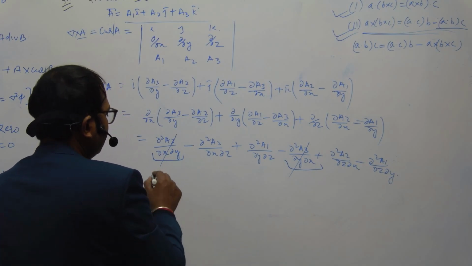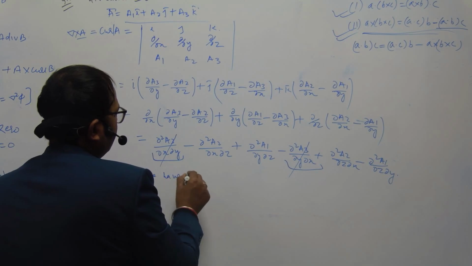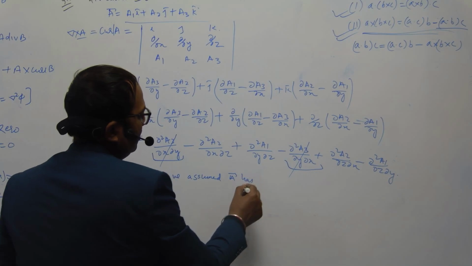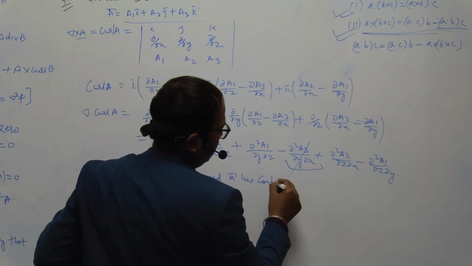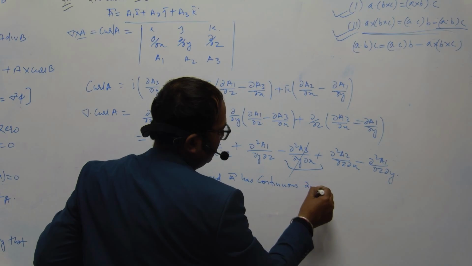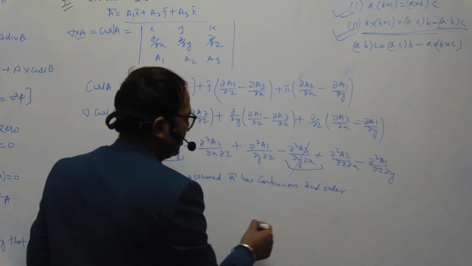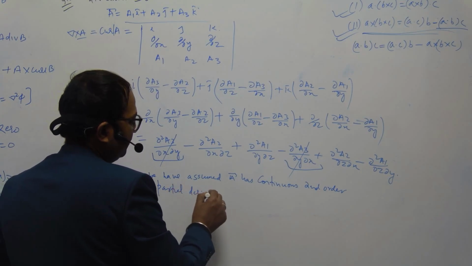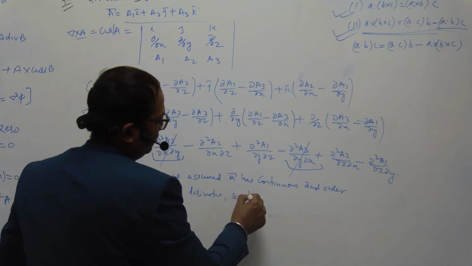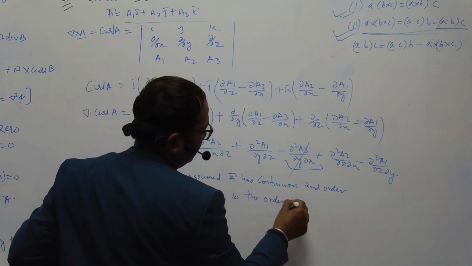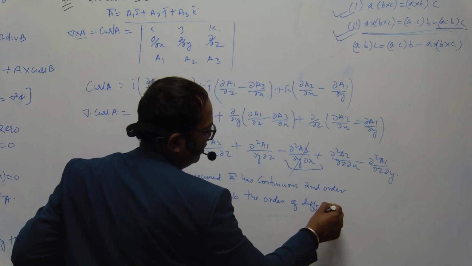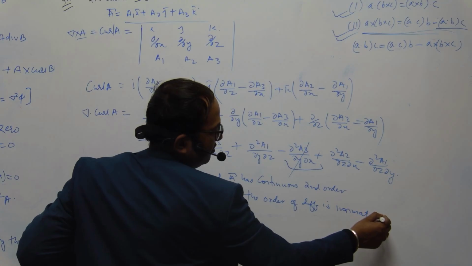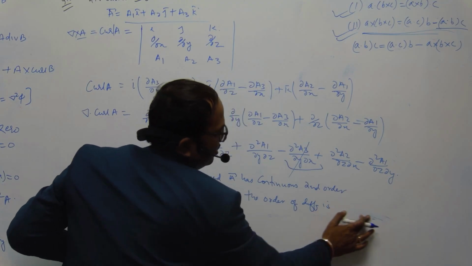Let us write down here: we have assumed the vector A has continuous second order partial derivatives, so the order of differentiation is immaterial.